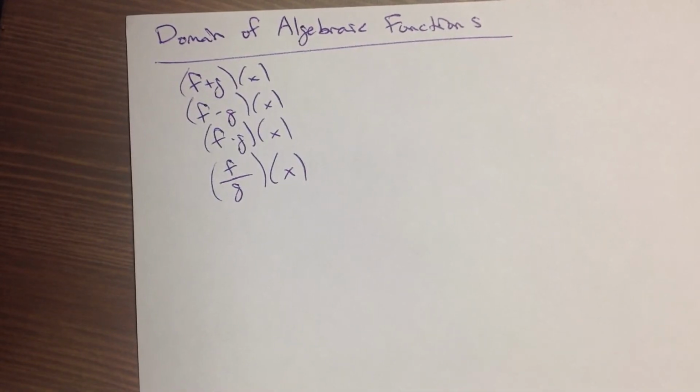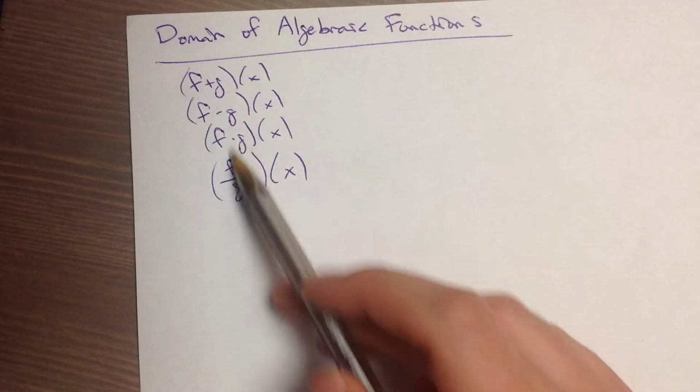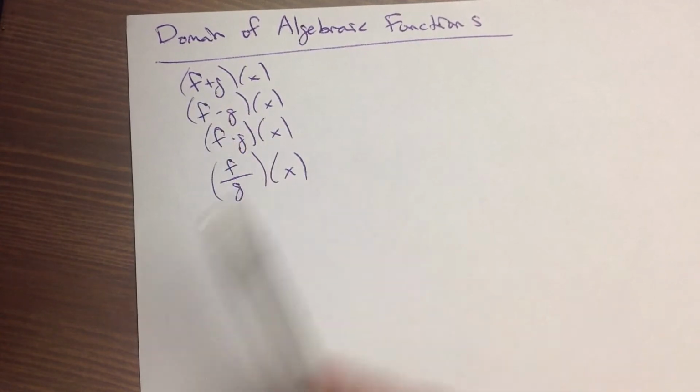So in another video we talked about how we can build these algebraic functions, or how we can do algebra on functions to make other functions. So one thing to note is, what if we want to find the domain of these functions that we built? And here are 4 different ways we can build them that we've been introduced to so far.